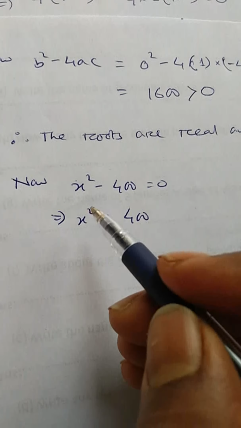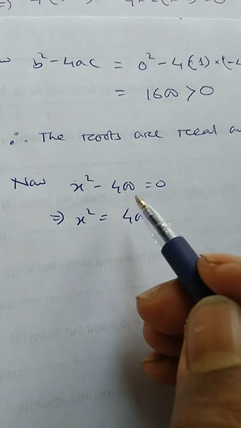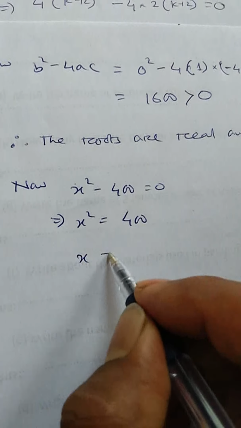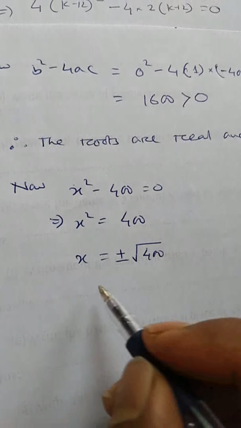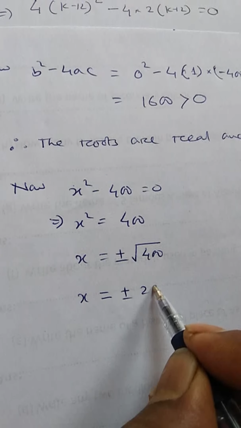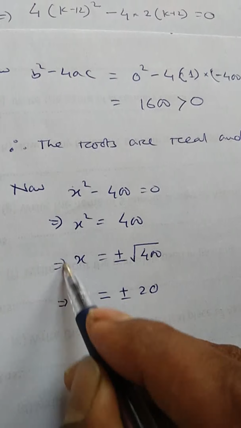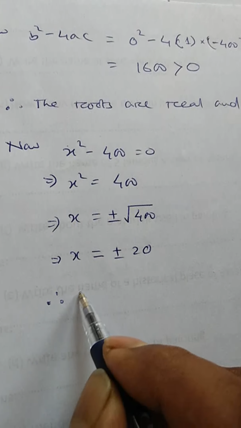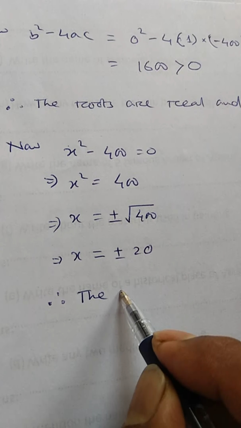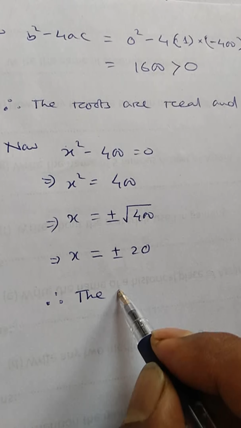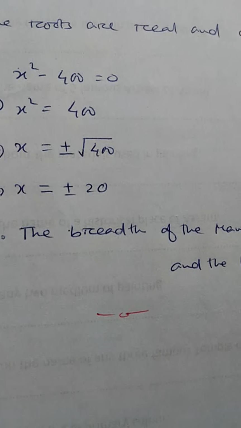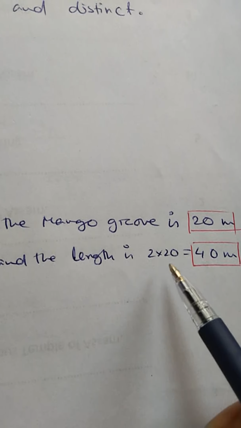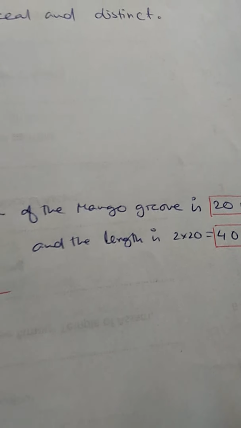Now to find the value of x, we have taken the main equation, that is x square minus 400 equals 0. Now 400 will come to the right side, x square equal to 400. So x equals plus minus root over 400, so that is plus minus 20. So minus 20 is not possible because x is length. So therefore the breadth of the rectangular grove is 20 and length will be 2 into 20, 40. So this will be the required answer.